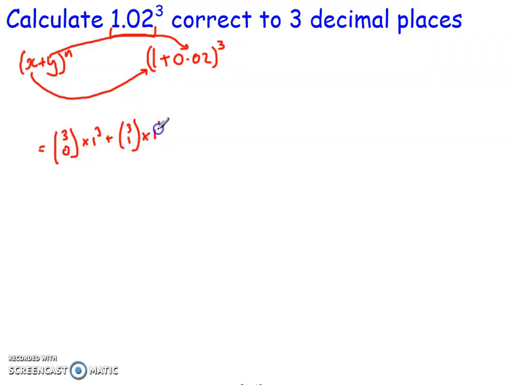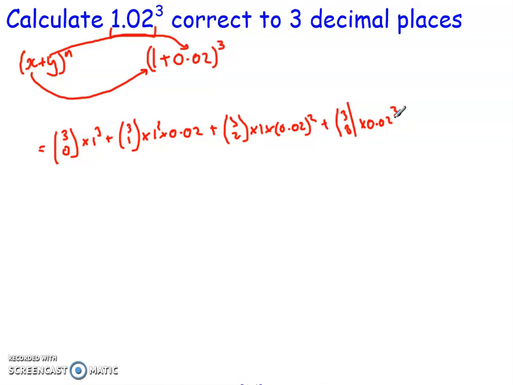That's then going to be times 1 squared times 0.02. Then I'm going to get my next one, which is going to be 3C2. That's going to be times 1 times the 0.02 squared. Then my final term is going to be given by 3C3 times 0.02 cubed. So what I can now do is calculate each of those values, stick it all together, and see how I can round it to 3 decimal places.